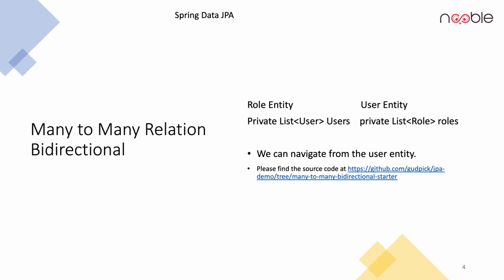As discussed, we have the role definition in the user entity and the user definition in the role entity. You can see how we have defined it here. We can navigate from the user entity and also from the role entity. This makes it a bidirectional relation.